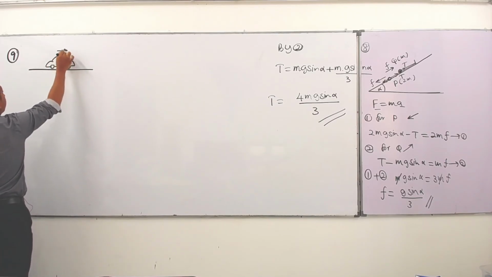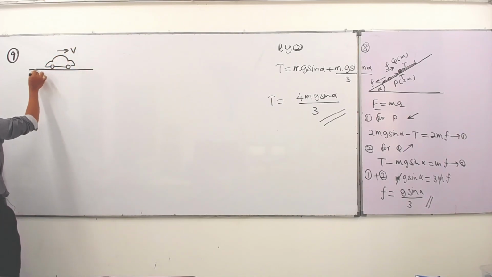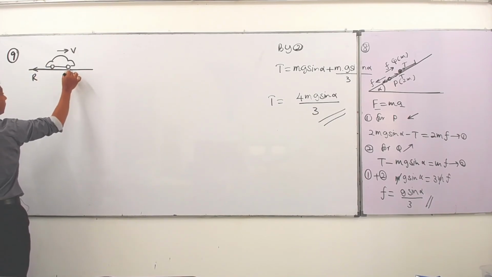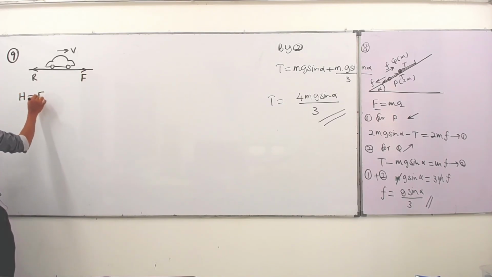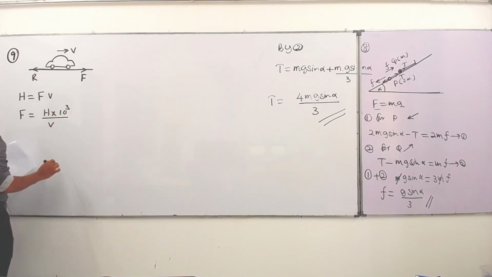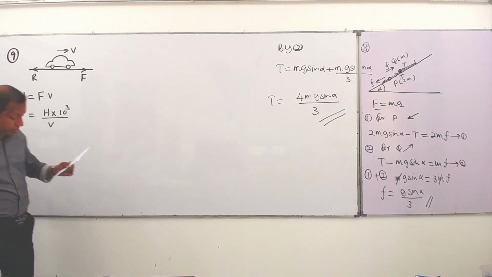With velocity v meters per second, the constant resistance is capital R, with constant power H kilowatt. Tractive force is F, you know H equals F times v, no? F can be calculated as H into 10 to the power 3 divided by V. Tractive force is H upon V. H is given in kilowatts, so this is the number of watts divided by V. So that is the resistance.